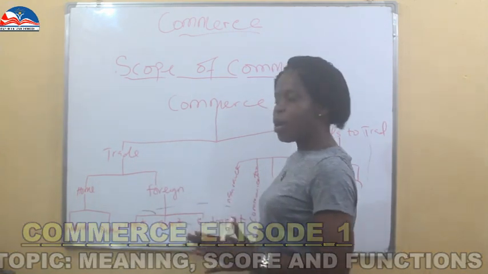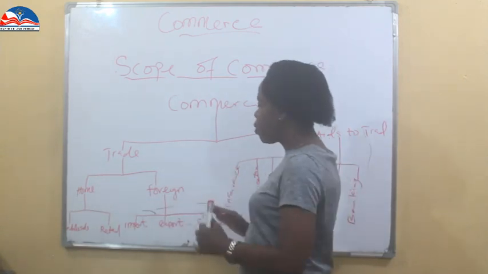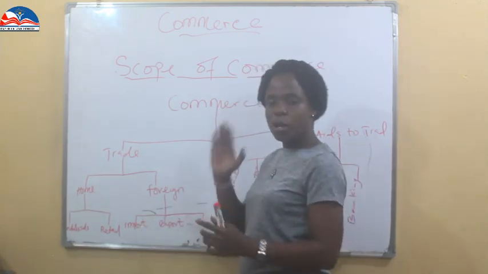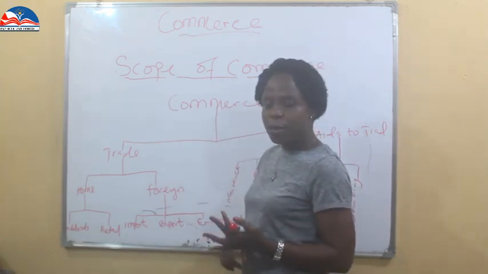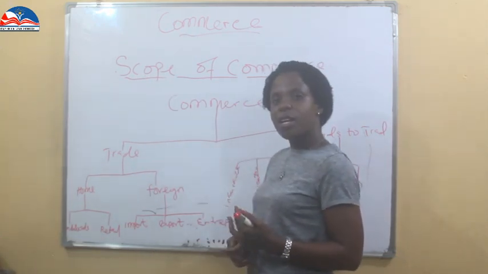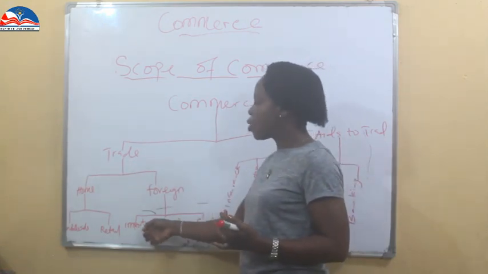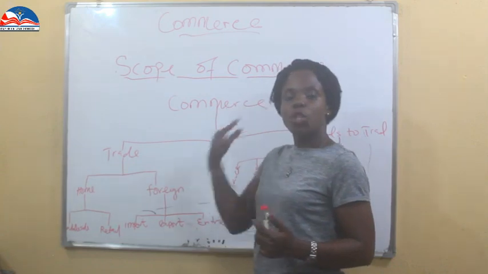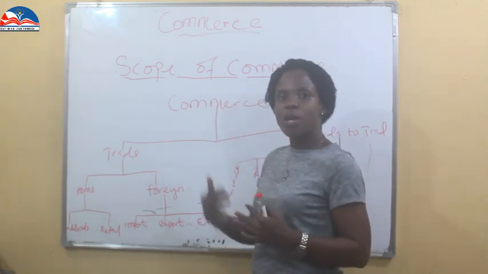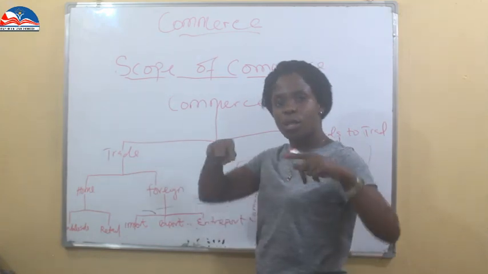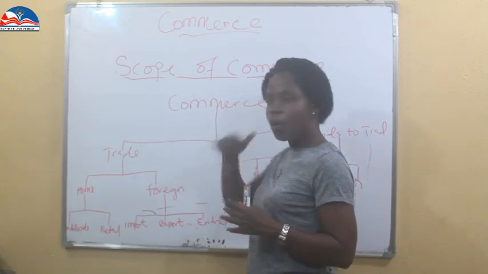And under trade, we have home trade, we have foreign trade. Under foreign trade, we have importation, bringing in goods to the country. Trade between Nigeria and China, trade between Nigeria and USA. Importation has to take place between 2 or more countries. And it has to be between countries, not within the countries, outside, foreign. That's why it's called foreign trade.